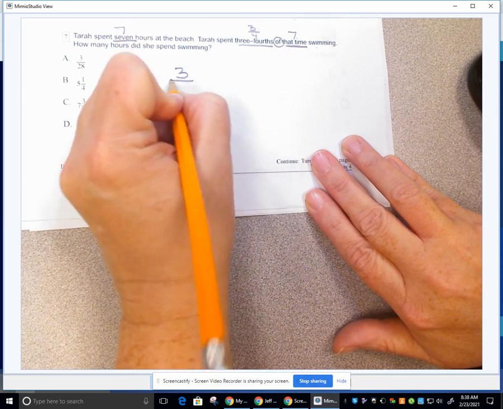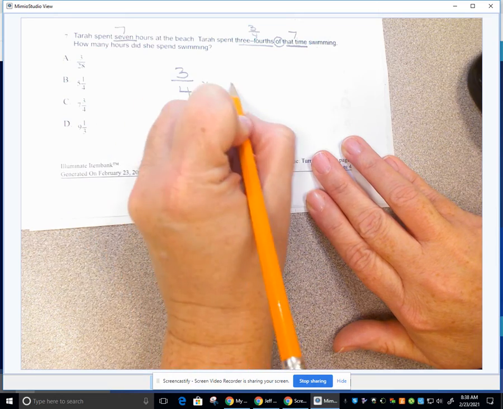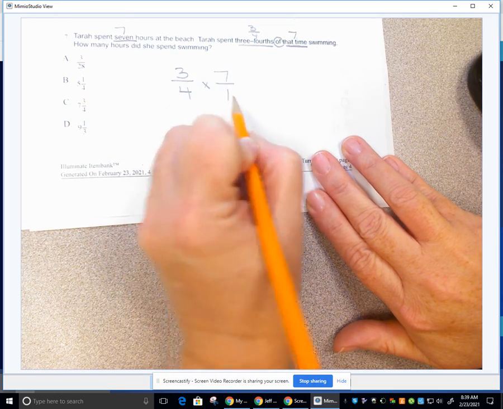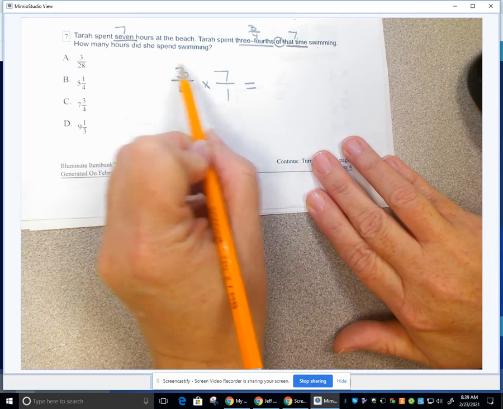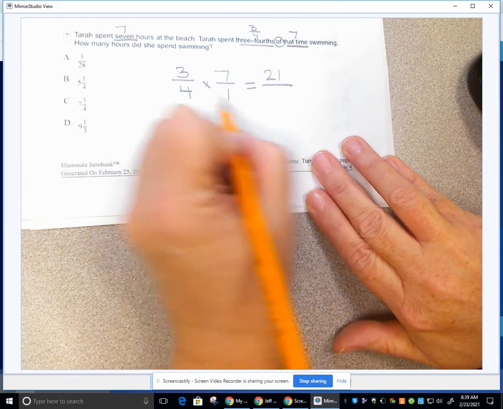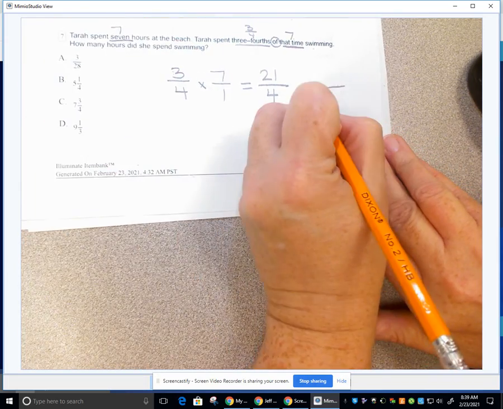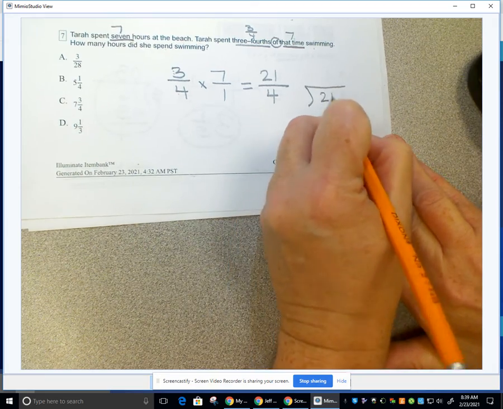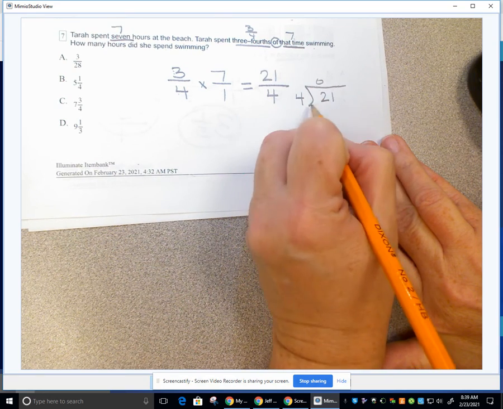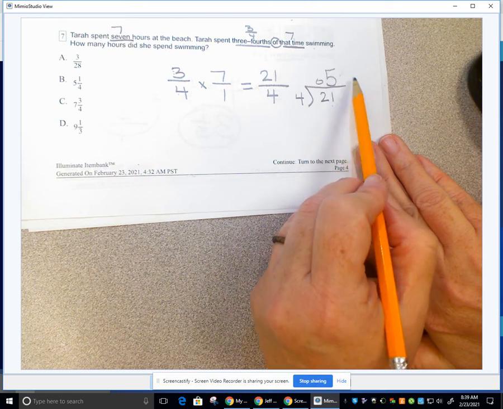So I'll set it up. We know 3/4 of 7 means 3/4 times 7. Slap a 1 under the 7. Go across. 3 times 7 is 21. 4 times 1 is 4. It's an improper fraction. I've got to divide to fix it. 4 won't go into 2, but 4 will go into 21 5 times. So I know 5 is going to be my whole number.